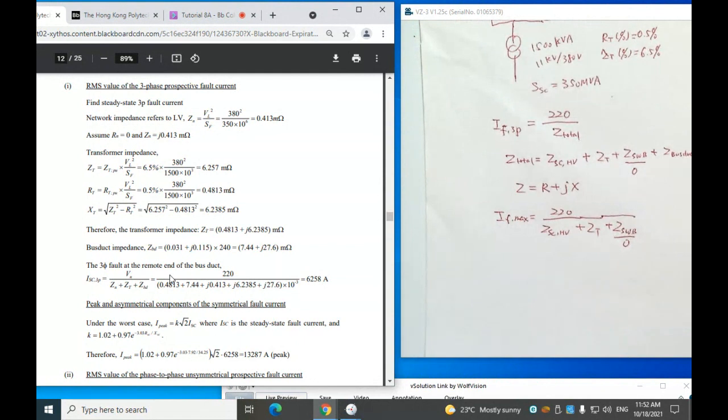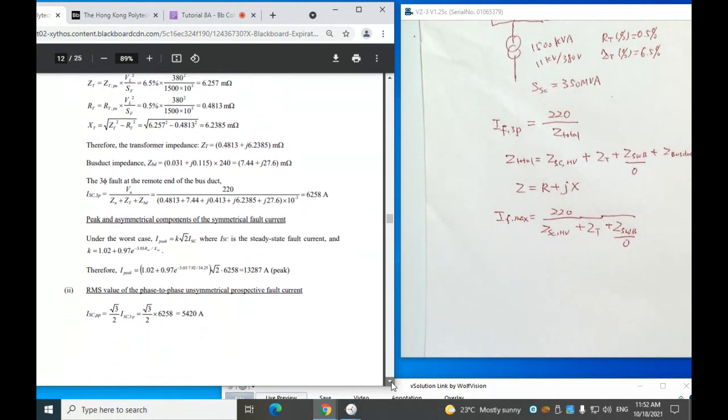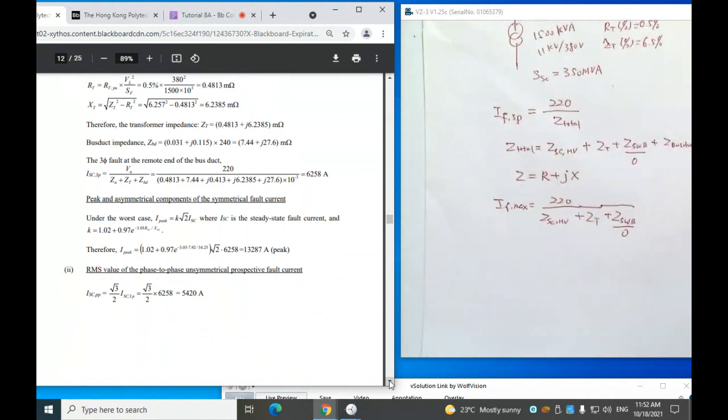We want to find the phase-to-phase fault current, and I didn't say much about this in the lecture because I do think this is not necessary. In most cases it's not required. But anyway, here is just a simple way to find out the phase-to-phase fault current using the 3-phase fault current results.